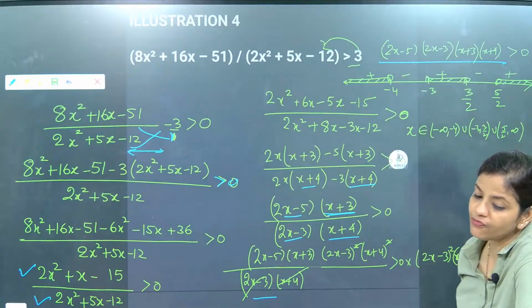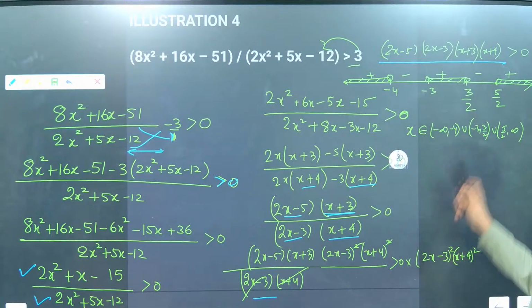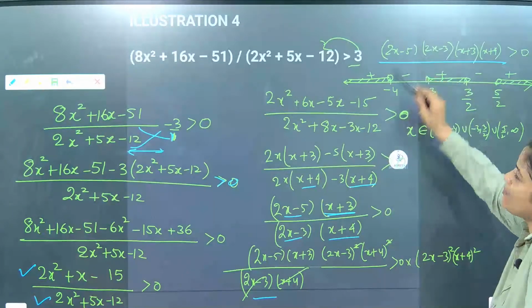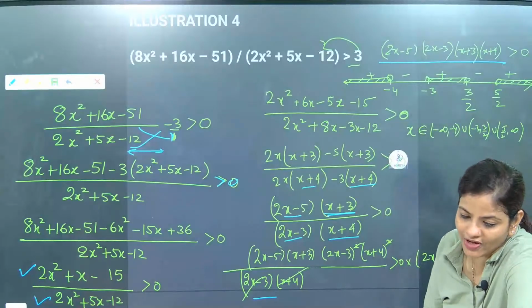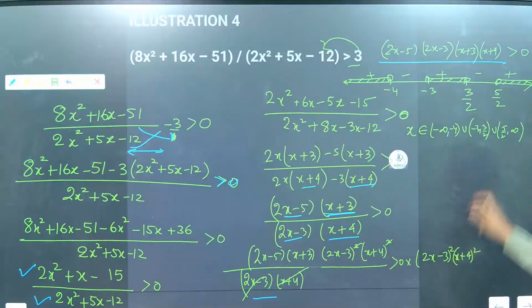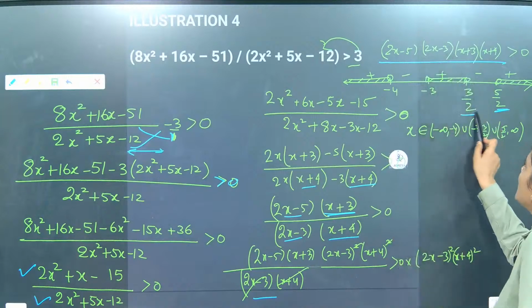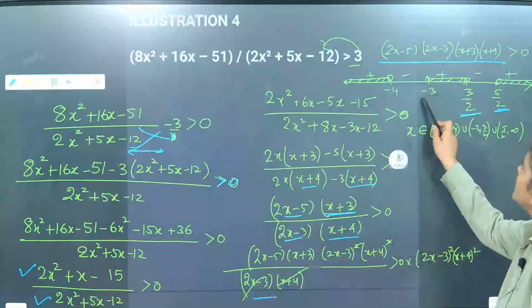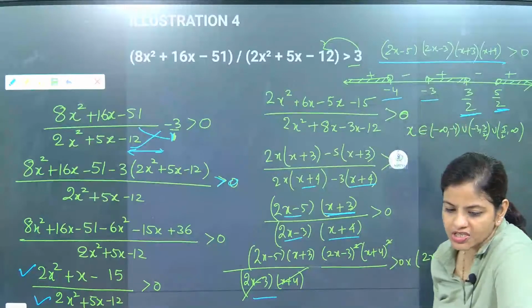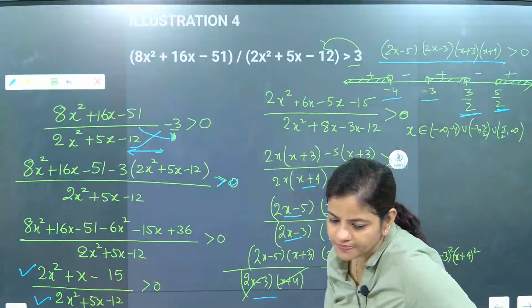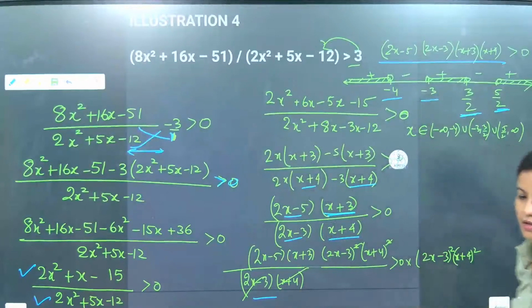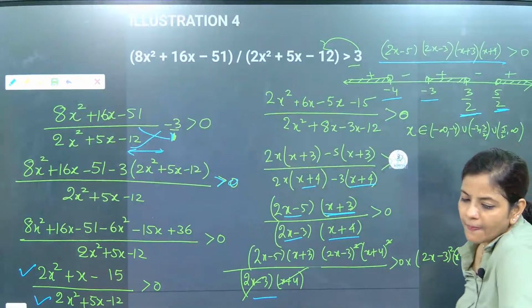Based on those 4 factors, we started drawing it. So beta, first we came to know 5 by 2. The value of 5 by 2 is 2.5, which is the biggest one here, so 5 by 2 came at last. 3 by 2 is 1.5, and it is coming after this. Then minus 3 and minus 4 are there. I hope till here everybody is clear. Everyone understood this part, beta?